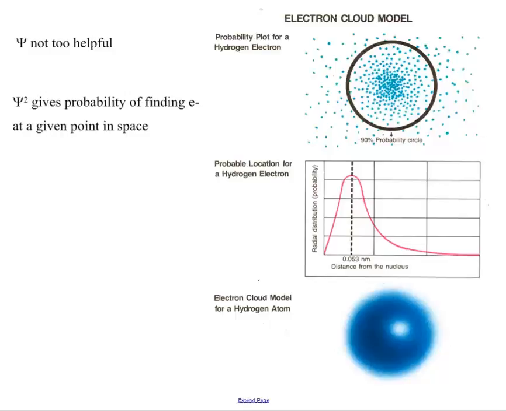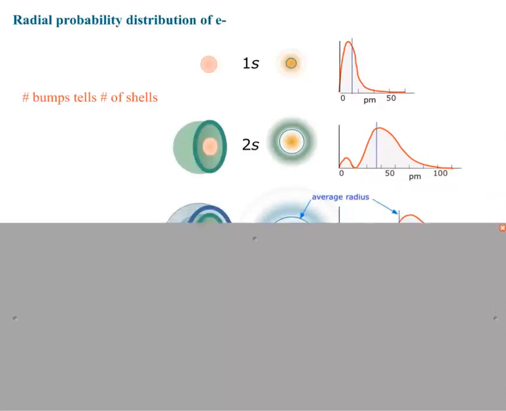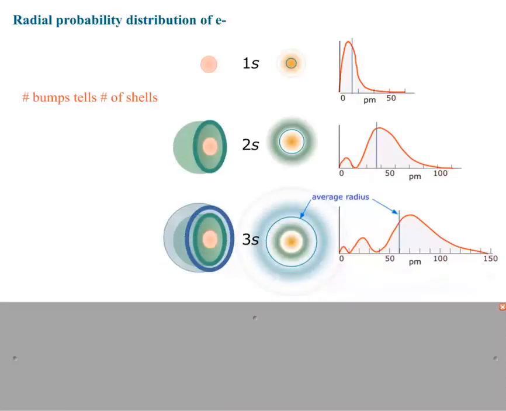So three-dimensionally at the bottom we see this semi-solid type sphere showing us a 90% probability region for finding the electron, so approximately the radius of that hydrogen atom. Radial probability distribution of electrons can be looked at for atoms with multiple electrons. So what we're going to look at in our graph is bumps, and the number of bumps tells us the number of shells. So if we compare a 1s, a 2s, and a 3s shell, what we'll see for radial probability is a single probability bump for 1s.